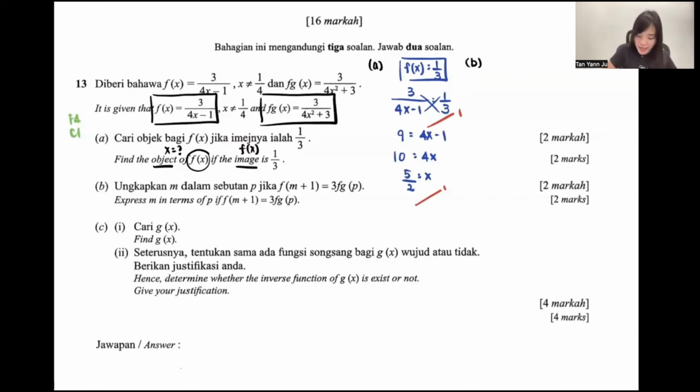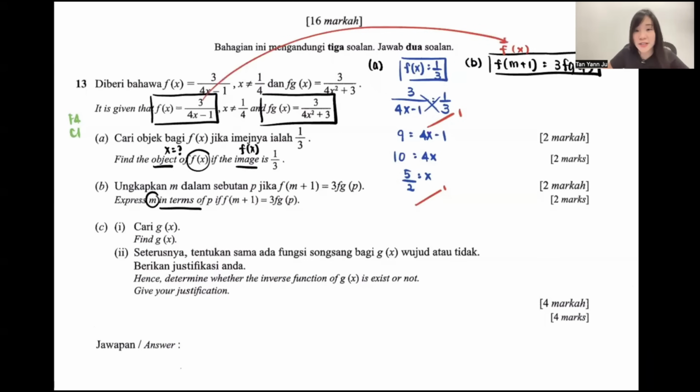Next one, B. They ask you to express m in terms of p. Remember, your answer will be an equation. They say if f(m plus 1) equals to 3 fg(p). Okay, so this is what they give. I'm going to use it, okay? First, f(m plus 1), don't tell me what open bracket. The bracket is the function notation, not a times relation, okay? This f(m plus 1) original name is called fx. So you should look at the fx equation. So when I look at the fx equation, I know there is 3 over 4x minus 1. Can you guys see? That's the equation of it.